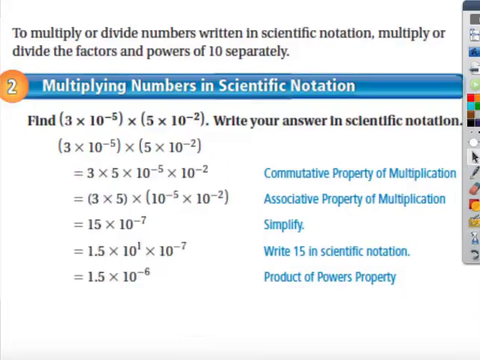There you go. I wanted to show you the book version.